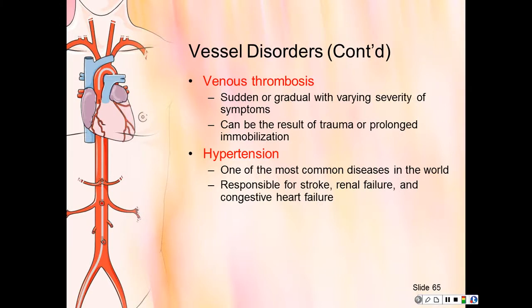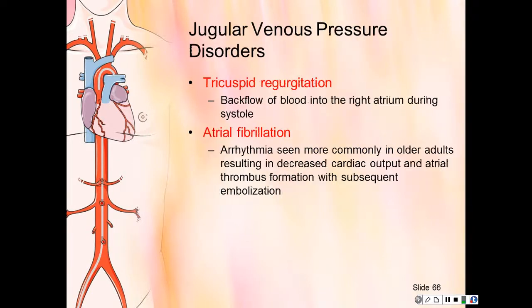Hypertension, one of the most common diseases in the world. It puts you at risk for stroke, renal failure, and congestive heart failure. Tricuspid regurgitation is the backflow of blood into the right atrium during systole. Atrial fibrillation is an arrhythmia seen more commonly in older adults, resulting in decreased cardiac output and atrial thrombus formation with subsequent embolization, or blood clots.